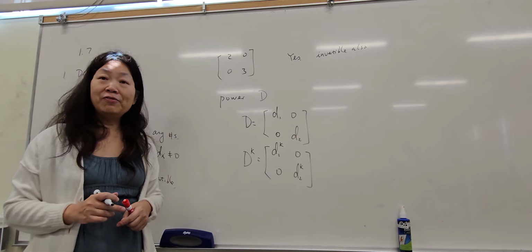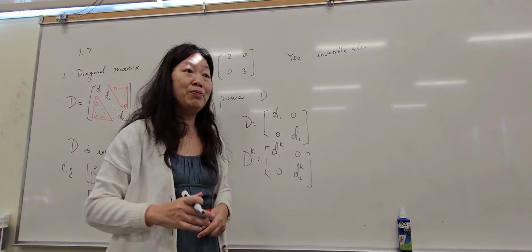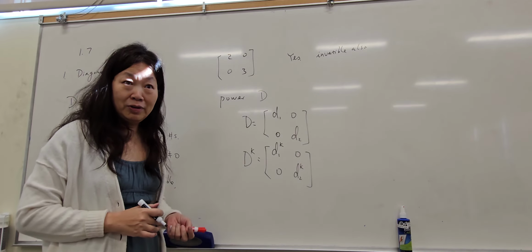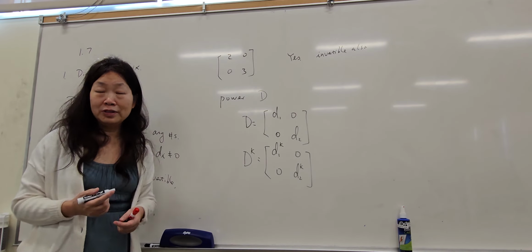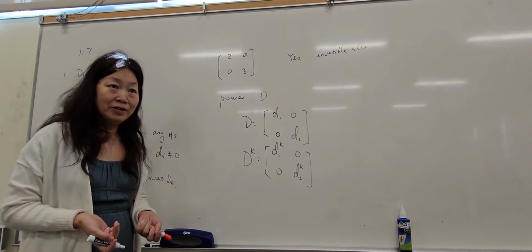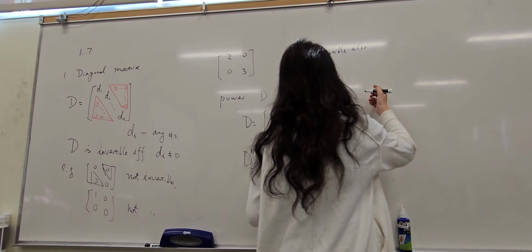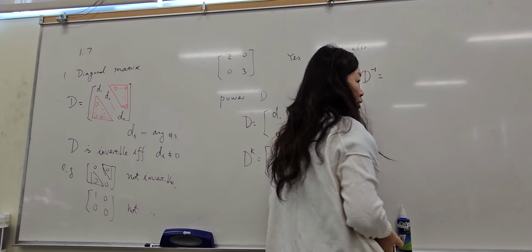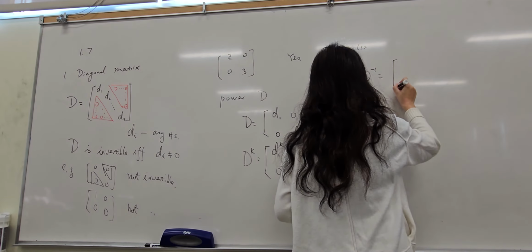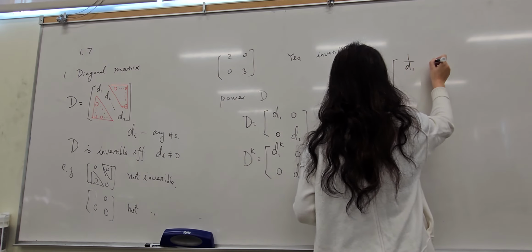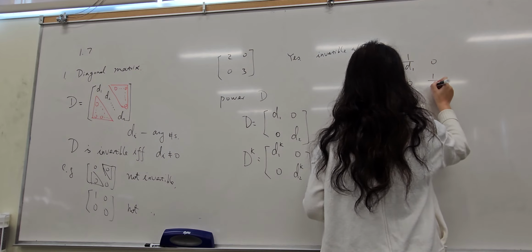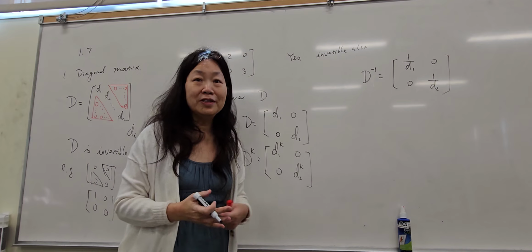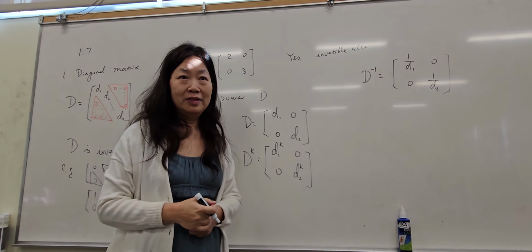Like last time we had to multiply the matrices 3 times, remember? We did it on the problem. You don't need to do that anymore. That's a good thing about diagonal matrices. And there's another good thing. If you want to take the inverse, all you do is just flip the number. And then you're done.